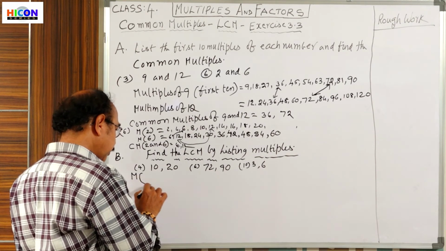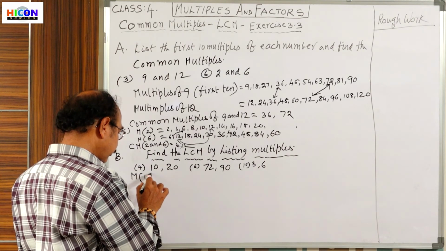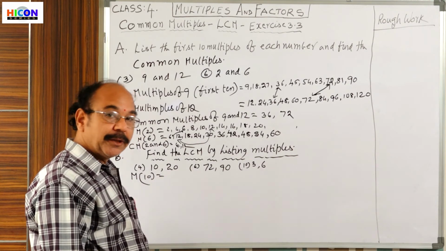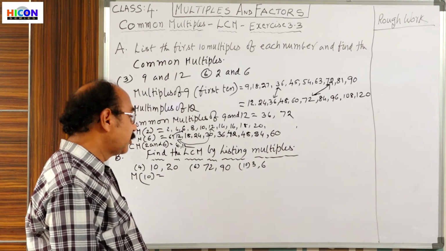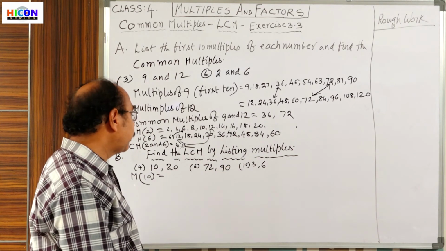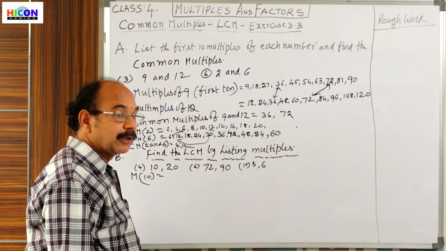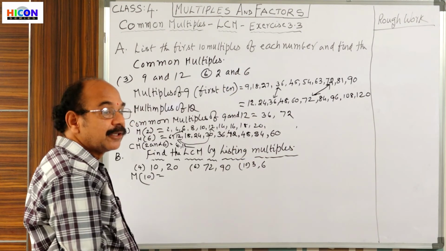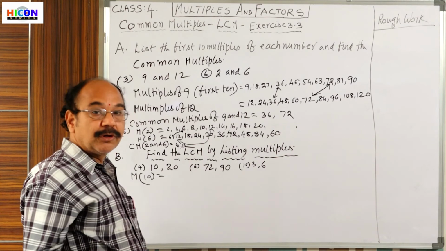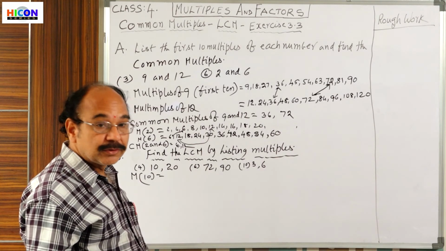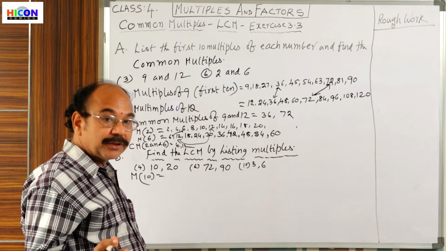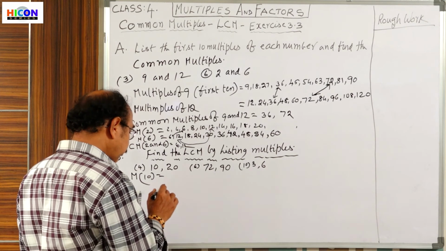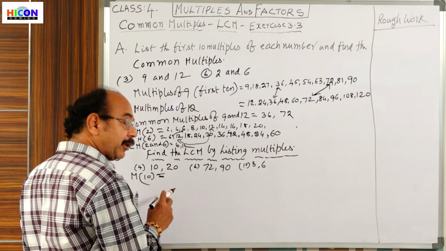Okay, multiples of 10. What are the multiples of 10, children? Read the 10 table and write. There is no limit here. There is no limit to find the LCM by listing multiples. In the first one, only the first 10 were there. Now here there is no limitation, and so on. Unlimited. So we write some numbers, and after that we write and so on. Multiples of 10 means read the 10 table and write.